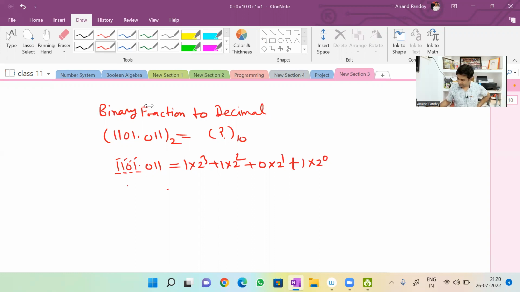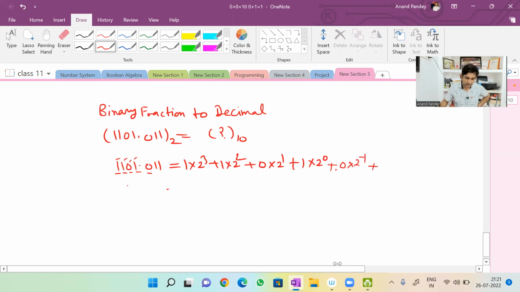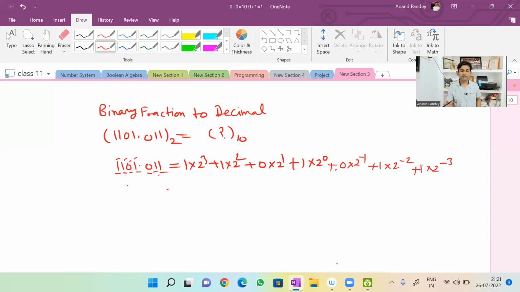This we have written. For the integral part the same rule. For the fractional part here we will use the negative powers. Means यहाँ पे 0. तो 0 into 2 to the power -1. अब 0 के बाद -1 आएगा, प्लस ये 1 है तो 1 into 2 to the power -2, प्लस यहाँ पे ये 1 है तो फिर 1 into 2 to the power -3.